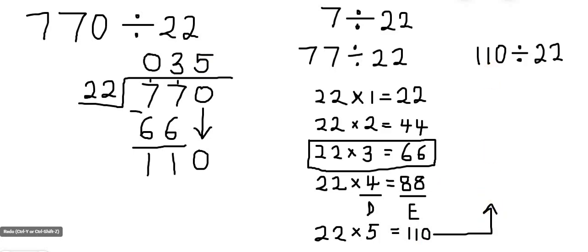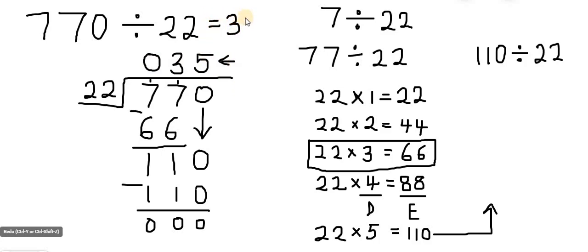Okay, it relates to that. Take that answer, put it here, and we subtract. And that gives us zeros. So our answer is 035, the top here, which we can just call 35. Okay, a little bit more complicated, but this is where we'll leave it.